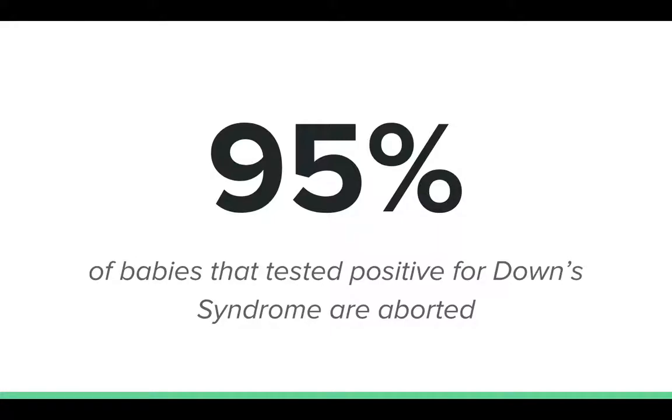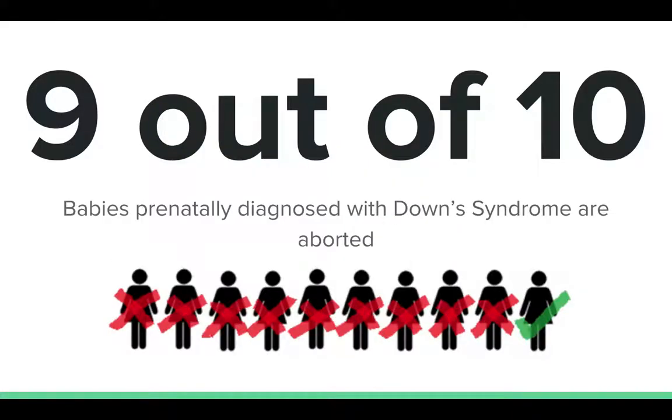95% of babies that have been tested positive for Down syndrome are aborted for the sole reason that he or she will be born disabled. We can also look at this another way and see that 9 out of 10 babies prenatally diagnosed are aborted following the results of their prenatal testing.